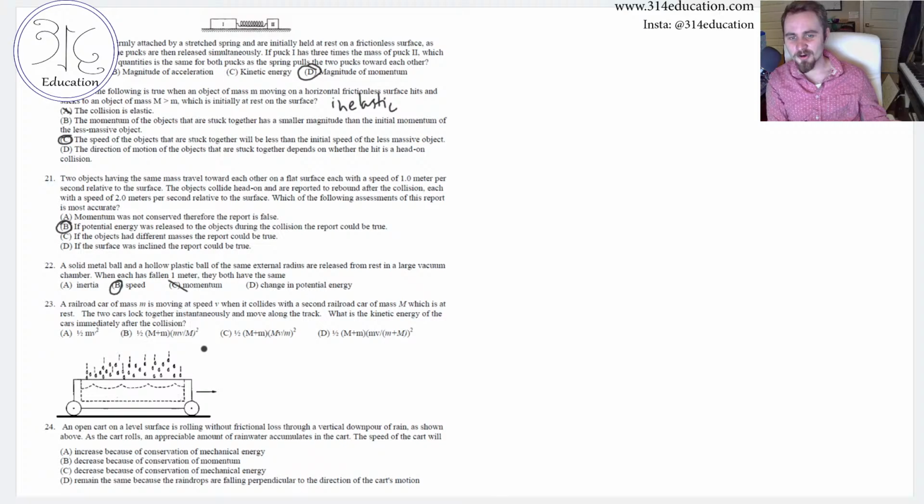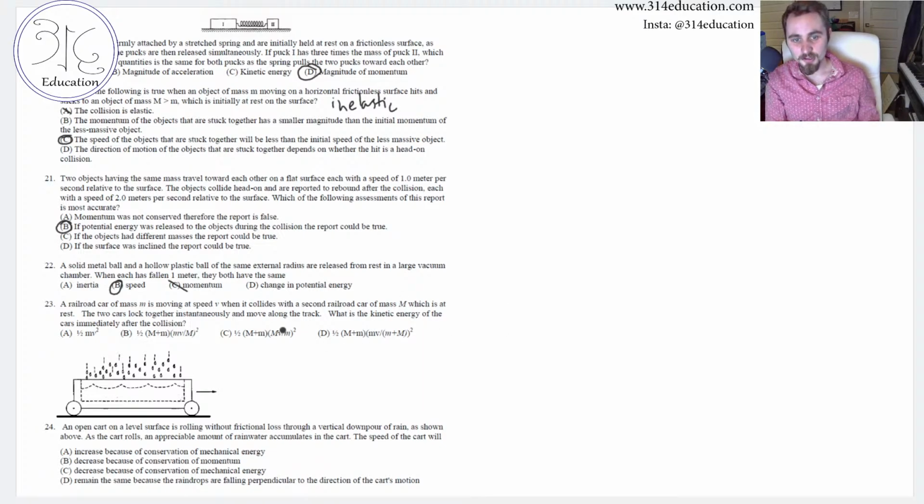23, we've got a railroad car of mass m moving at a speed v when it collides with a second railroad car of mass big M, which is at rest. The cars lock together and instantaneously move along the track. What is the kinetic energy of the cars immediately after the collision? Okay, so that's kind of a nice change of pace, I suppose.